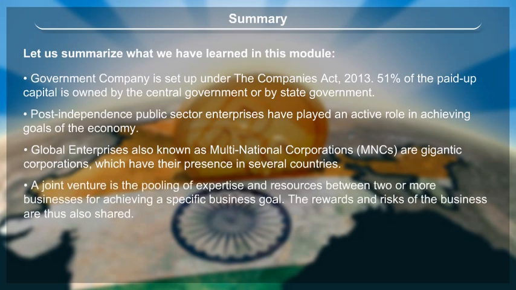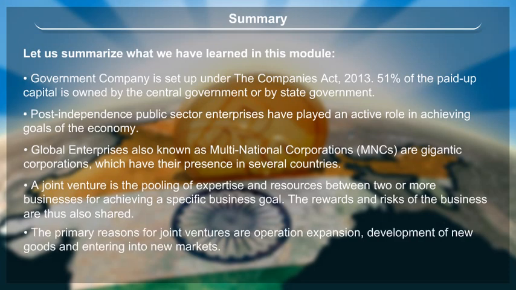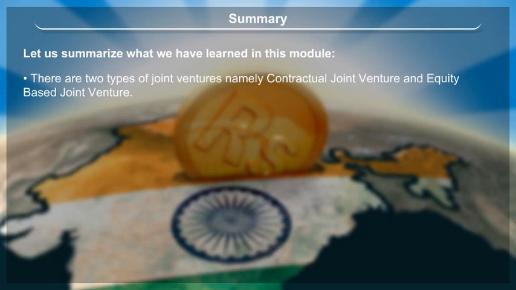A joint venture is the pooling of expertise and resources between two or more businesses for achieving a specific business goal. The rewards and risks of the business are thus also shared. The primary reasons for joint ventures are operation expansion, development of new goods, and entering into new markets. There are two types of joint ventures, namely contractual joint venture and equity-based joint venture.